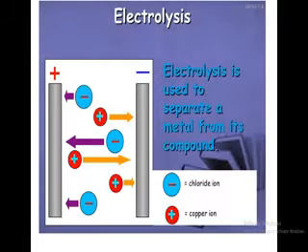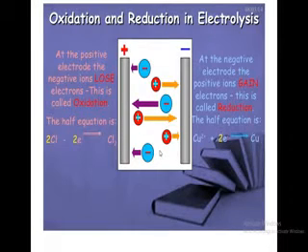So the application of electrolysis is that it is used to separate the metal from its compound. Those metals which are high up in the reactivity series form very stable compounds, so they cannot be reduced by using carbon or hydrogen. So they are electrolyzed to separate the metal from its compound. So this is how it works.